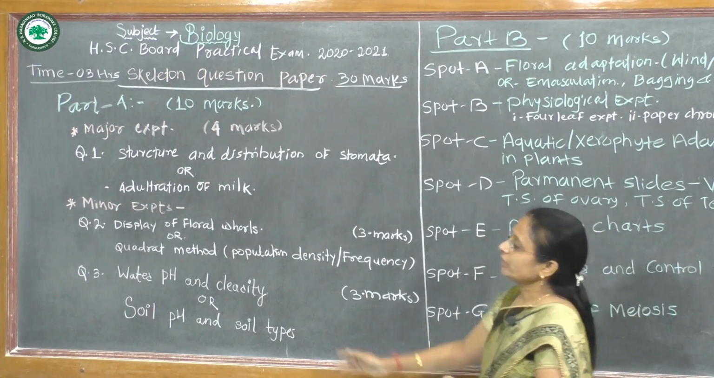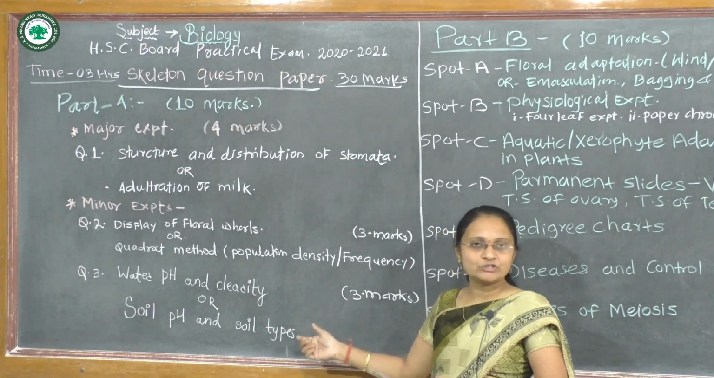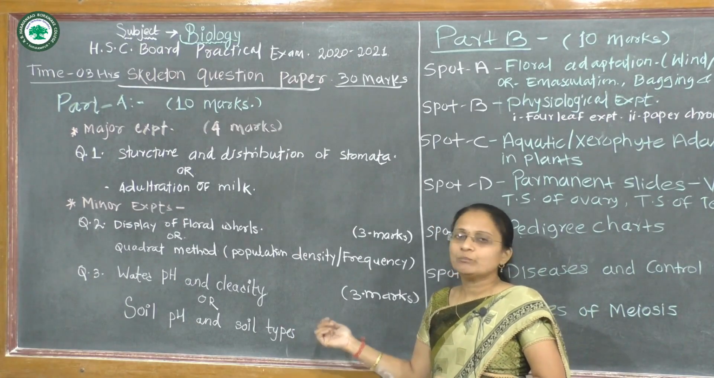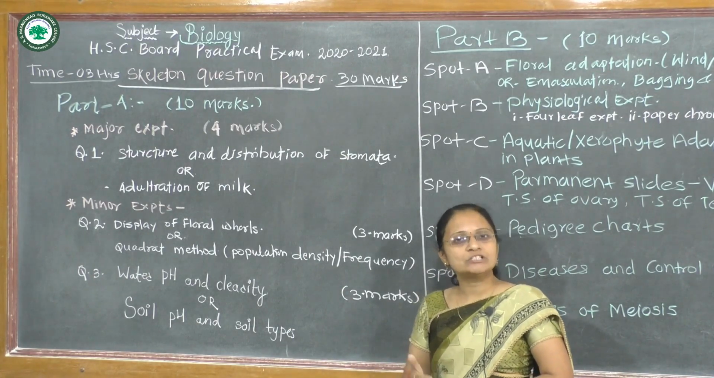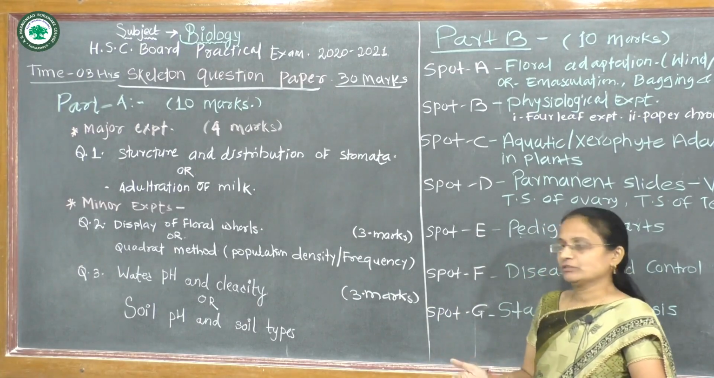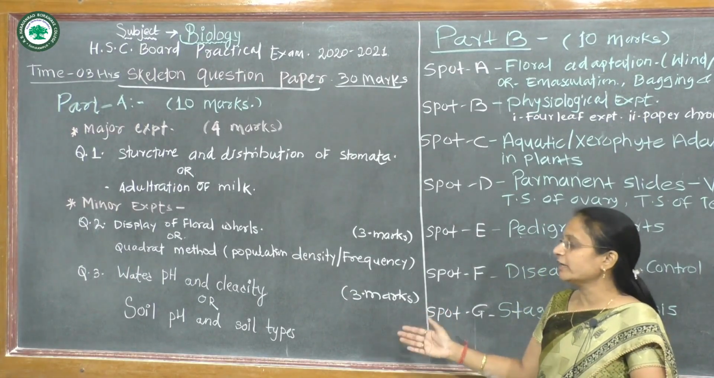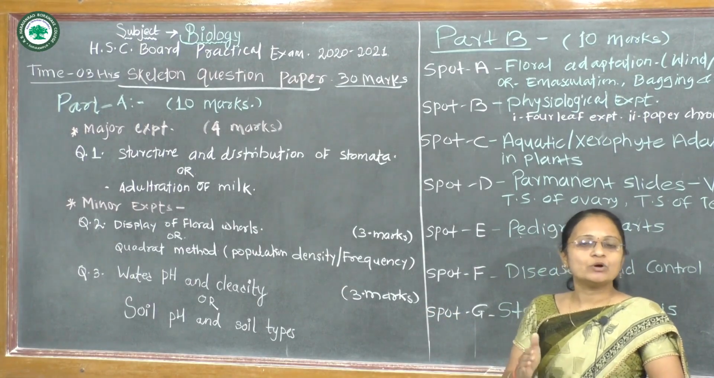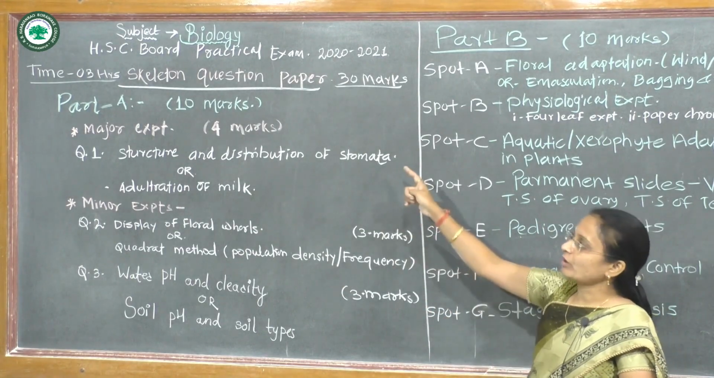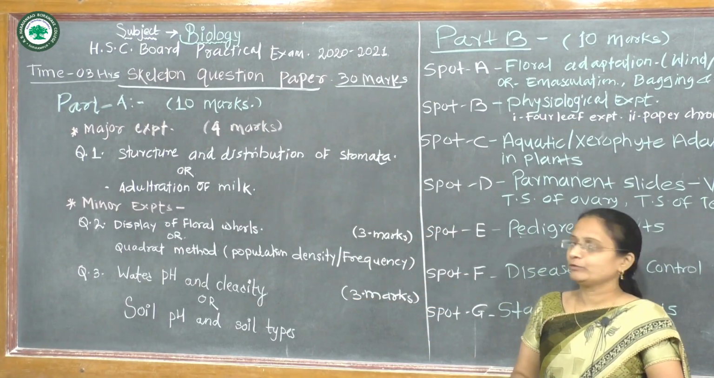Okay. Now in question number 3, this practical also has a correlation with the environment, because you have studied various chapters on the environment: find out the clarity and pH of the water sample, find out the soil pH and soil type. These from 1 to 3 are very compulsory practicals for all of you.